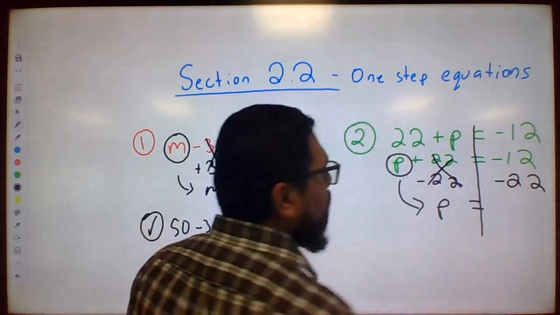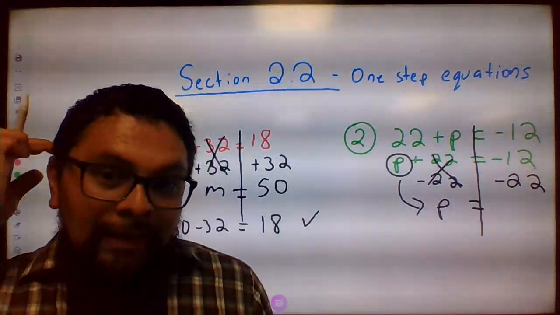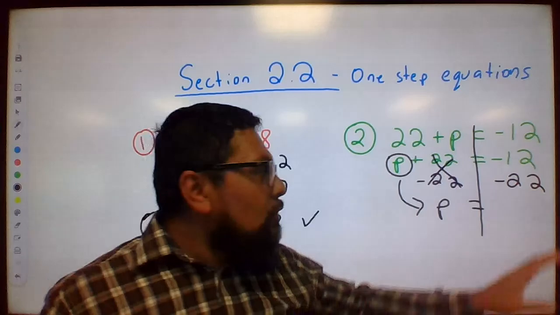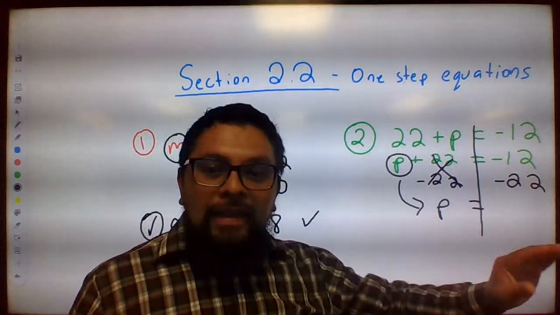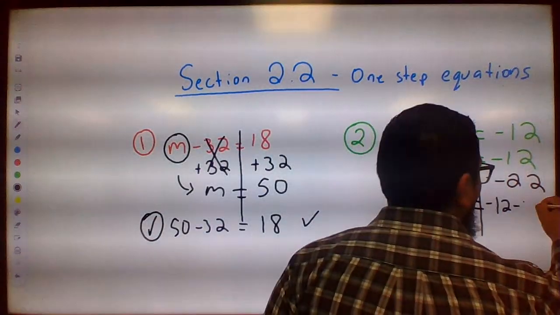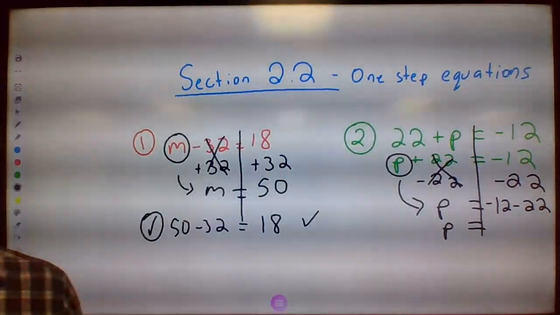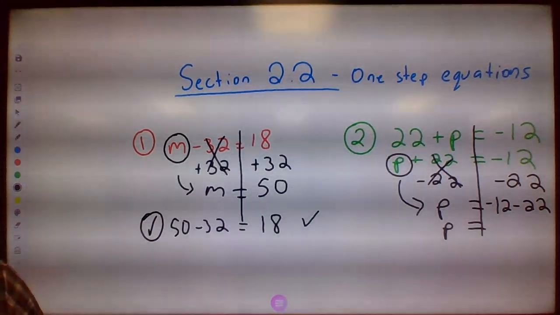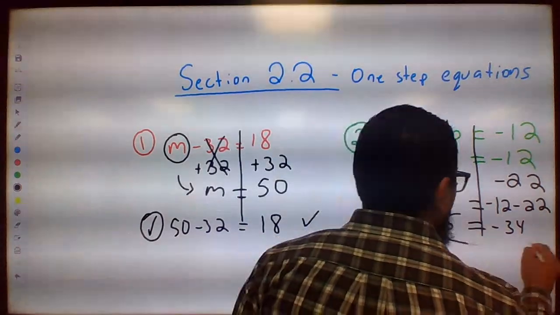P equals negative 12 minus 22. That's integers from last year. When you have two negatives like this, your answer is going to be a negative. So negative 12 minus 22, you can write it down like this. P equals negative 34. There's your answer.